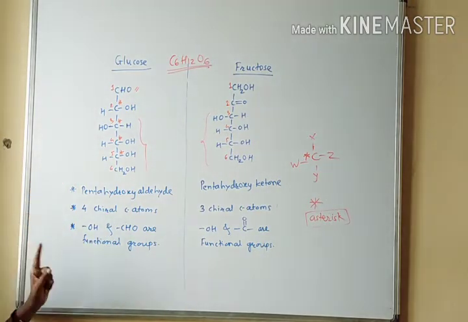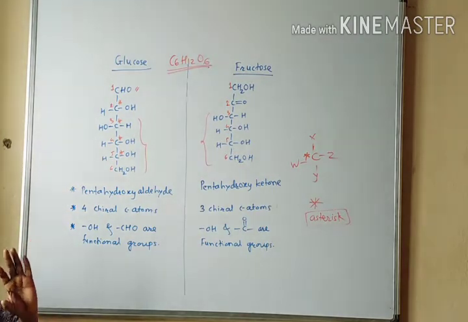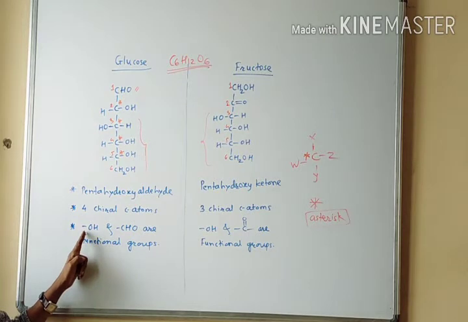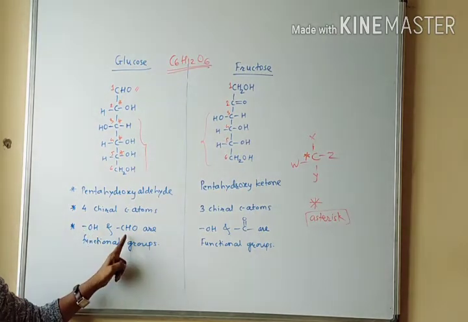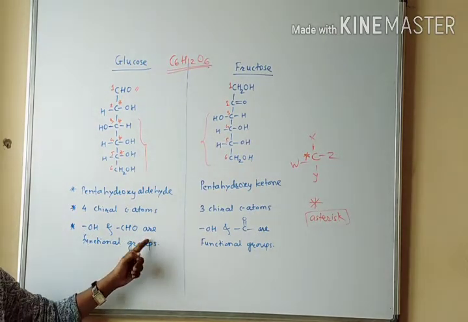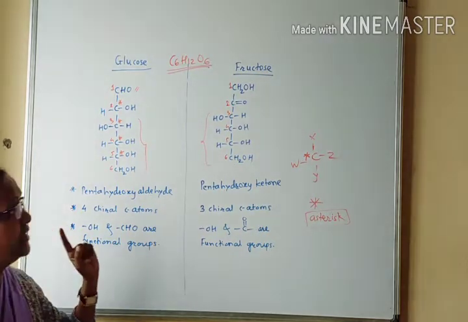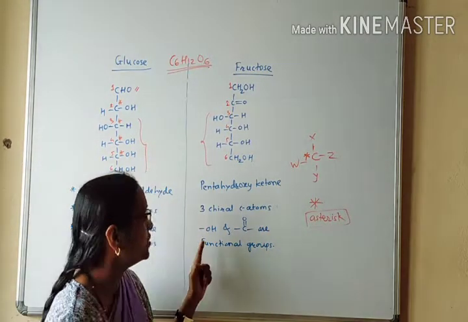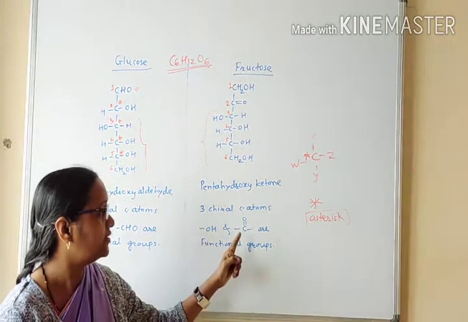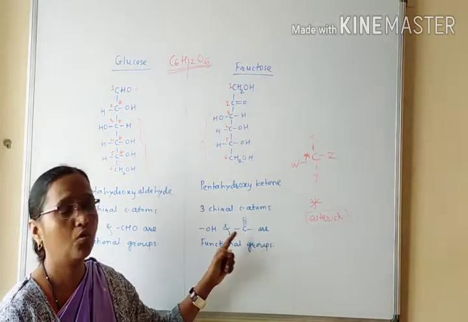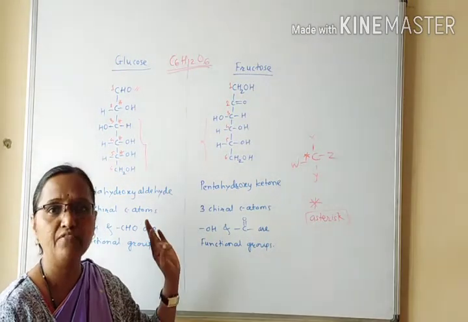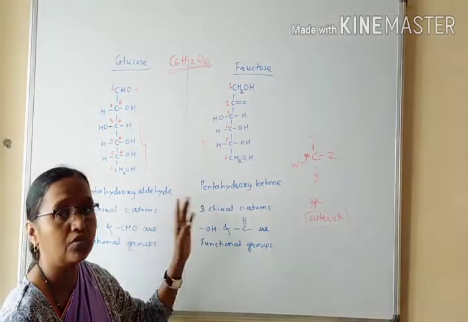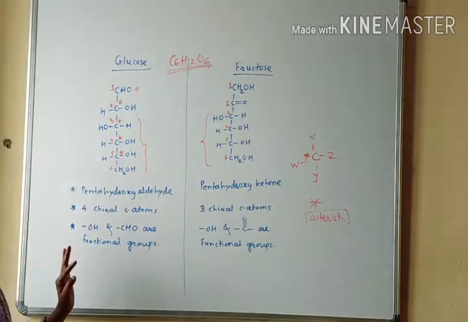In the glucose, 2 functional groups are there. So glucose is a bifunctional isomer: an alcoholic OH group and an aldehydic dash CHO group are present. But in case of fructose, the dash OH and the keto group are both present. So fructose and glucose are bifunctional carbohydrates.